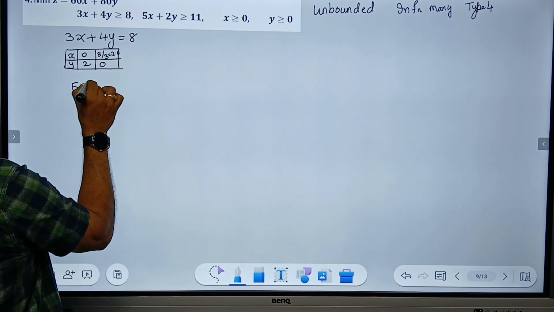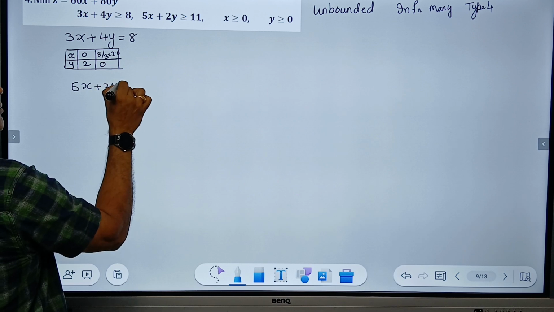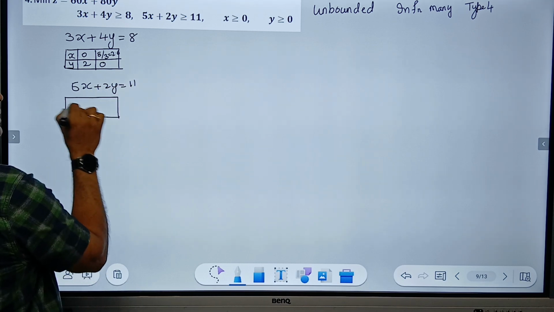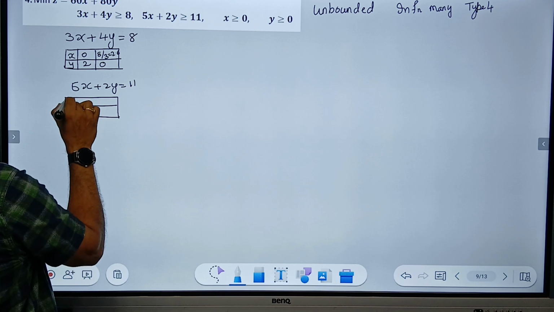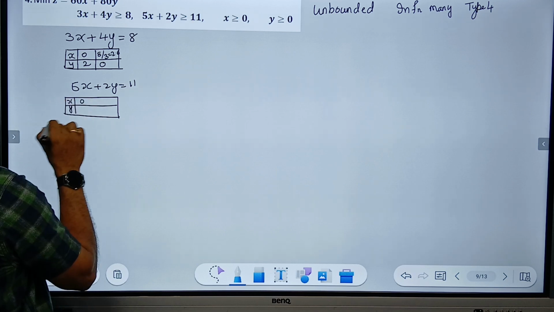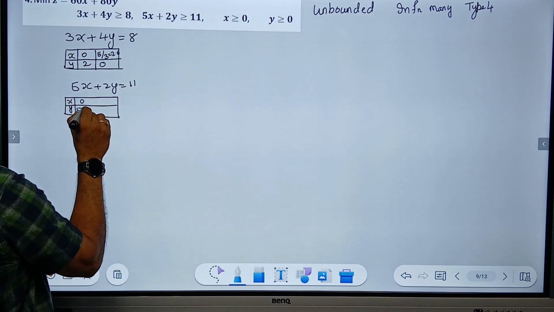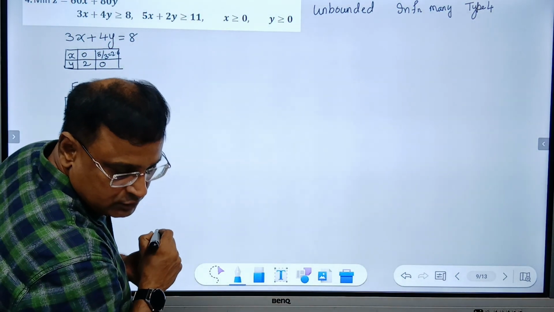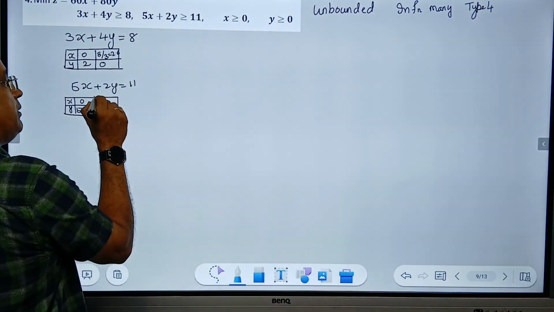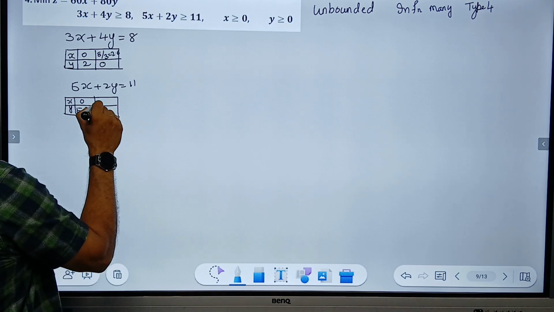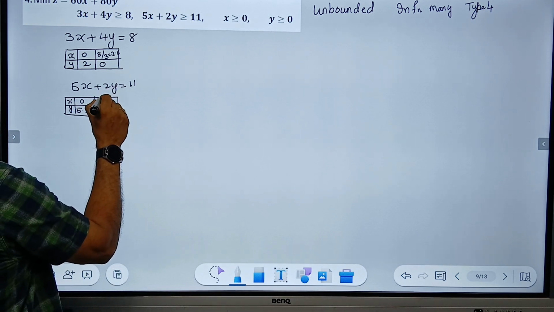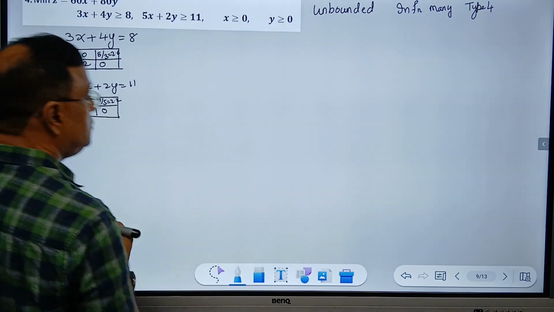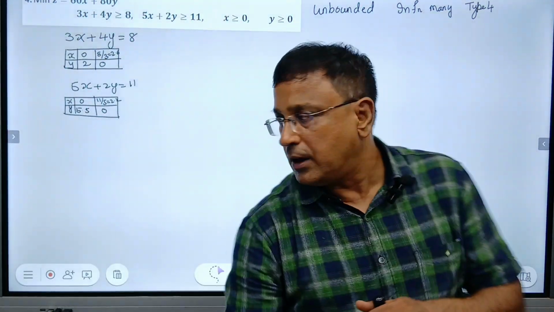Then it is 5x plus 2y equal to 11. So what do I get? When x is 0, y is 5.5. When y is 0, x will be 11/5, which is around 2.2. So it's now time to draw the graph. Now how do I draw the graph?